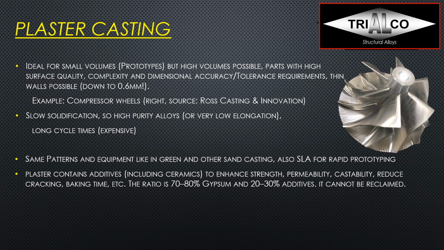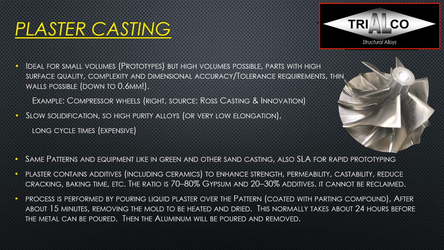Usually you have 70 to 80% gypsum and 20 to 30% additives. The downside to this is it cannot be easily reclaimed. The process is performed by pouring liquid plaster over a pattern coated with parting compound. After usually about 15 minutes, you can remove the mold to be heated and dried in a special furnace for that. And that normally takes about 24 hours before the metal can be poured. Then the aluminum is poured, and after that the casting is removed and the plaster has to be disposed of.